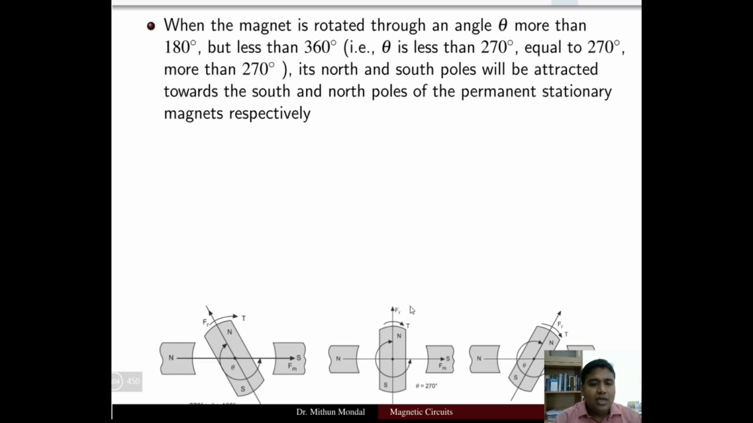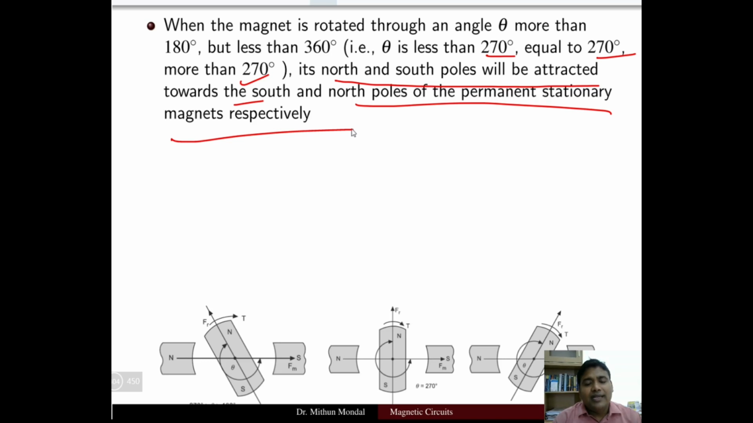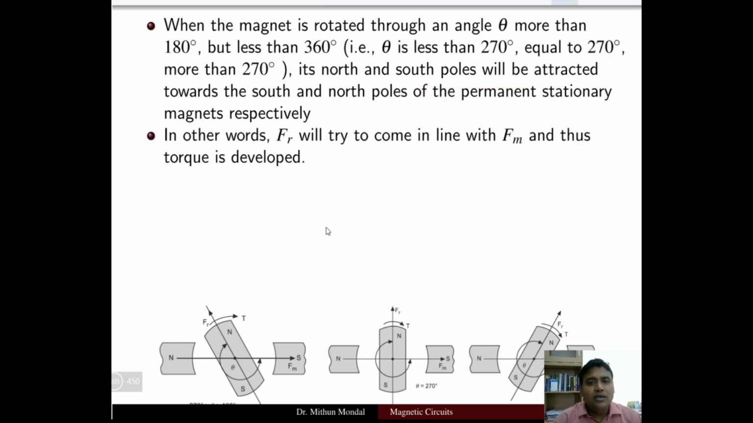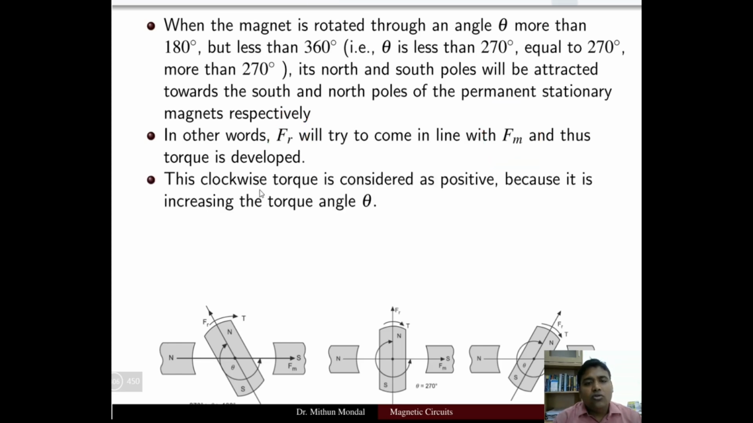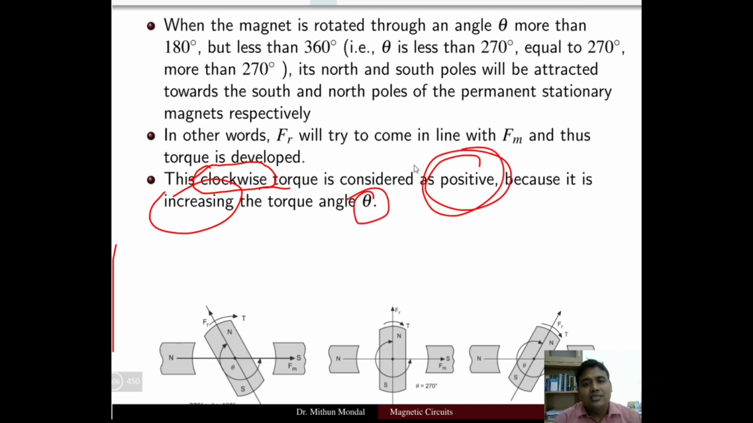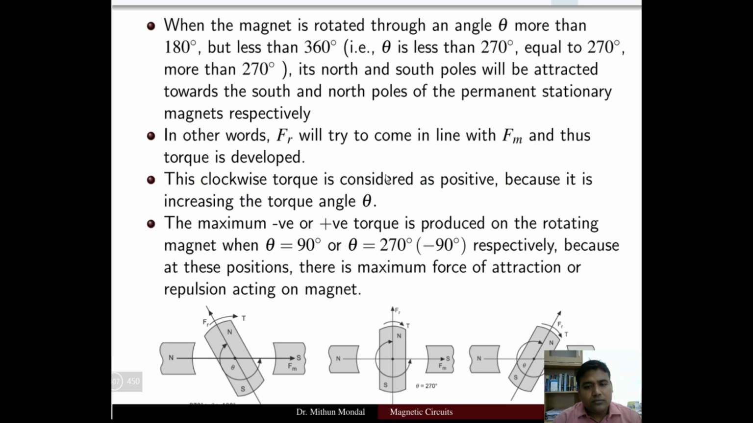Again, for different values of theta, when we see less than 270 or equal to 270 or more than 270, again its north and south pole will be attracted towards the south and north pole of the permanent stationary magnet. Okay, so the direction has now changed from the previous discussion. So Fr will try to come in line with Fm and develop the torque. This is a clockwise torque. In our previous case we had an anti-clockwise torque. Now you will be having a clockwise torque because it is increasing the torque angle theta. So obviously it will be considered as positive torque.